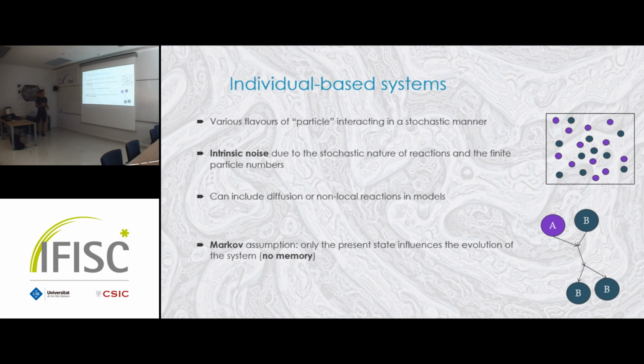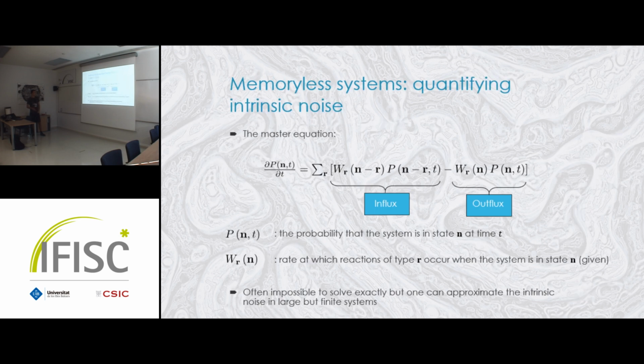And the Markov assumption that's commonly made with these types of models is the idea that at any one time, the reaction rate in the model, or the time evolution of the system, is only governed by the current state of the system. And as I'll show you, this isn't always an assumption that one can make. But if one can make this assumption, then the way that one deals with these kinds of models and the way that one quantifies this intrinsic noise is by writing down the famous master equation.